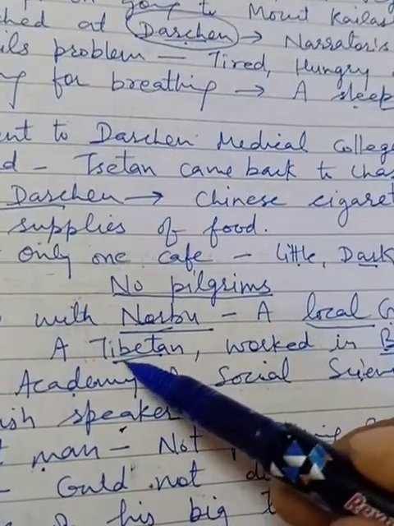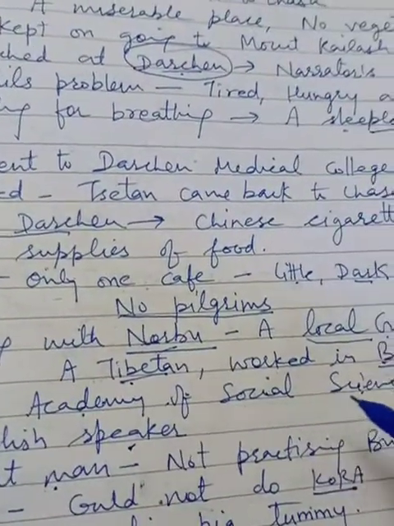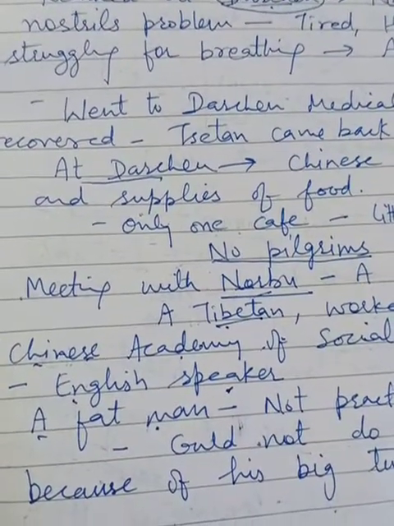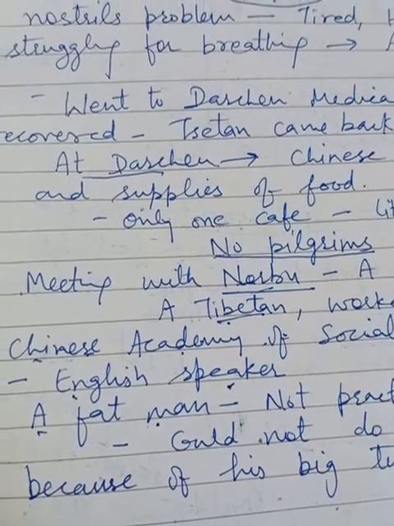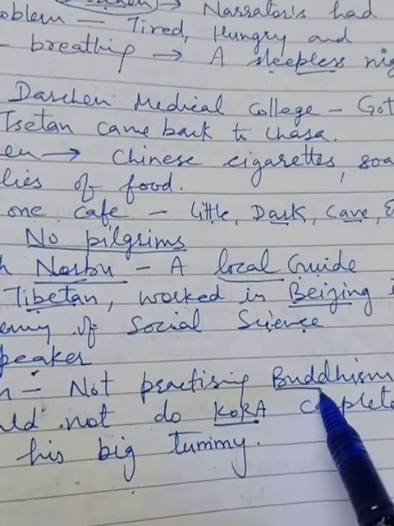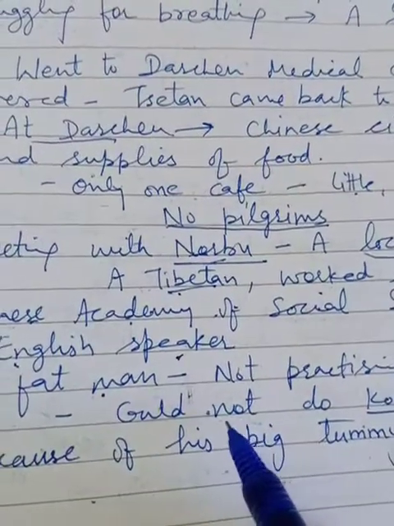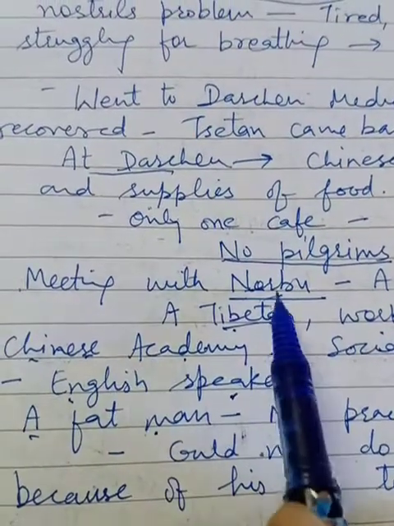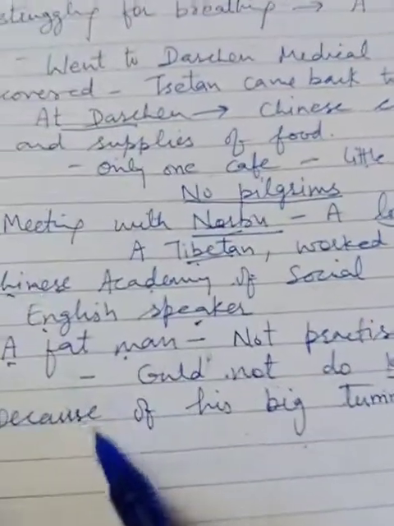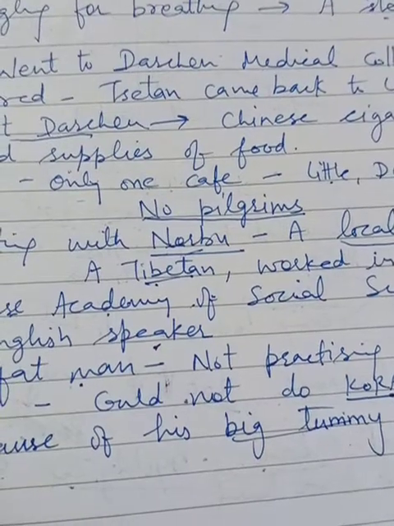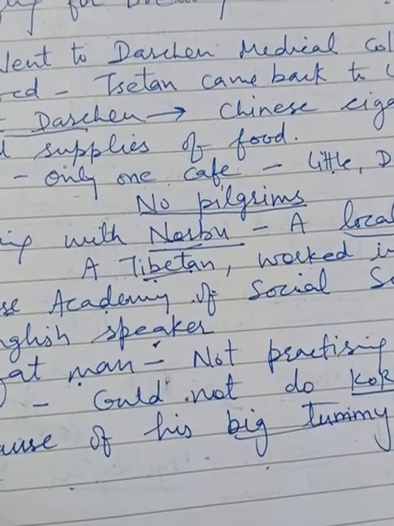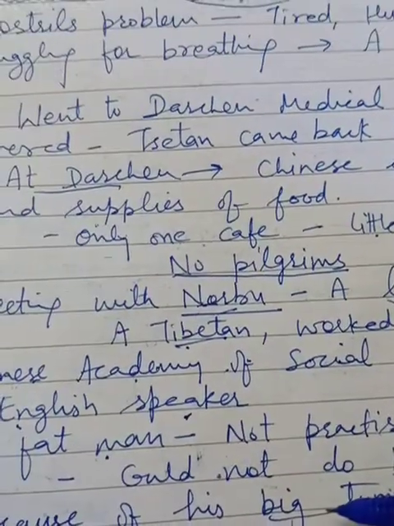He was a local guide, he belonged to Tibet, he had worked in Beijing in the Chinese Academy of Social Science, and he could speak English very well, and of course physically he was a fat man. My dear children, he also wanted to do Kora. He never practices Buddhism. He was not a Buddhist at all. He told the narrator that he could not do the complete round of Mount Kailas because of his big tummy, because physically he was heavy. So his tummy did not allow him to complete the Kora. So lastly, the narrator himself did this Kora.